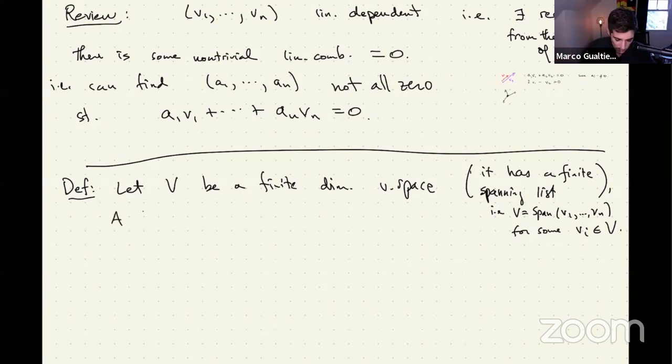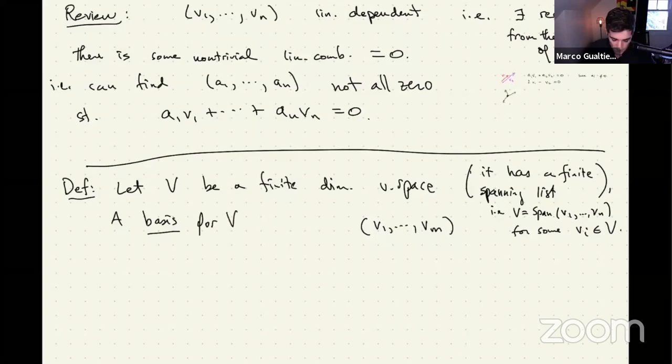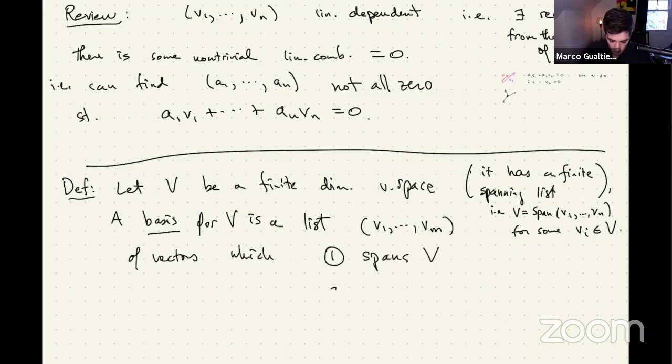Okay, and at that point, that's what we call a basis. So a basis V1 up to VM. So a basis for V is a list of vectors which, number one, spans V. So it's a spanning set. And number two is linearly independent.